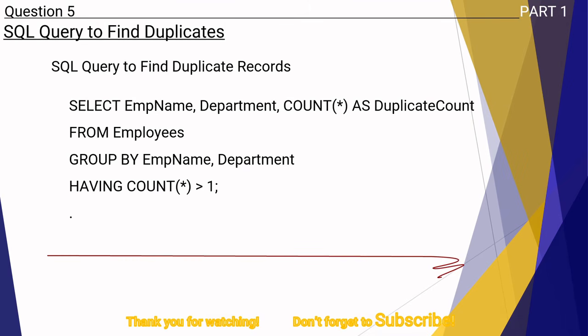We can use the following query to find duplicate records. This query groups the records by emp name and department and counts how many times each combination appears. The having clause filters out those that appear only once, so we only see duplicates.